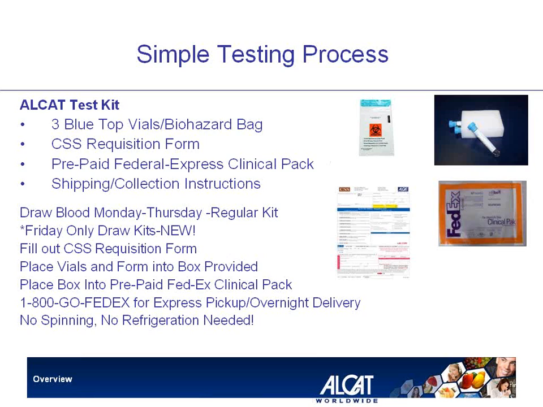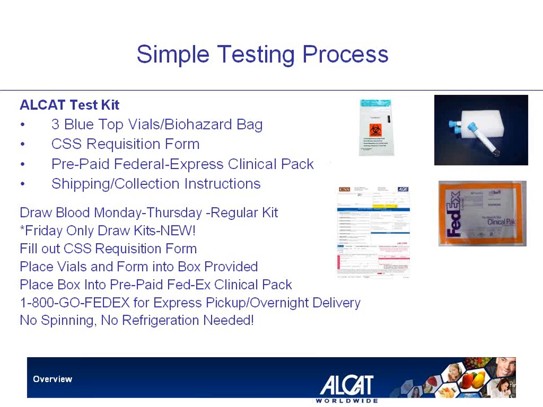So your kit will contain either 3 or 4 blue top vials, a biohazard bag, and the requisition form, which tells us who's the doctor, who's the patient, and what test we're running. The kit also includes shipping and collection instructions. We have two distinct kits, a Monday through Thursday draw kit as well as a Friday only draw kit. If you'd like to draw blood on Friday, you can request Friday draw kits from your customer service rep or your ALCAT sales rep. They look exactly the same as our Monday through Thursday draw kits, but they have a sticker on the front that says Friday draw only.